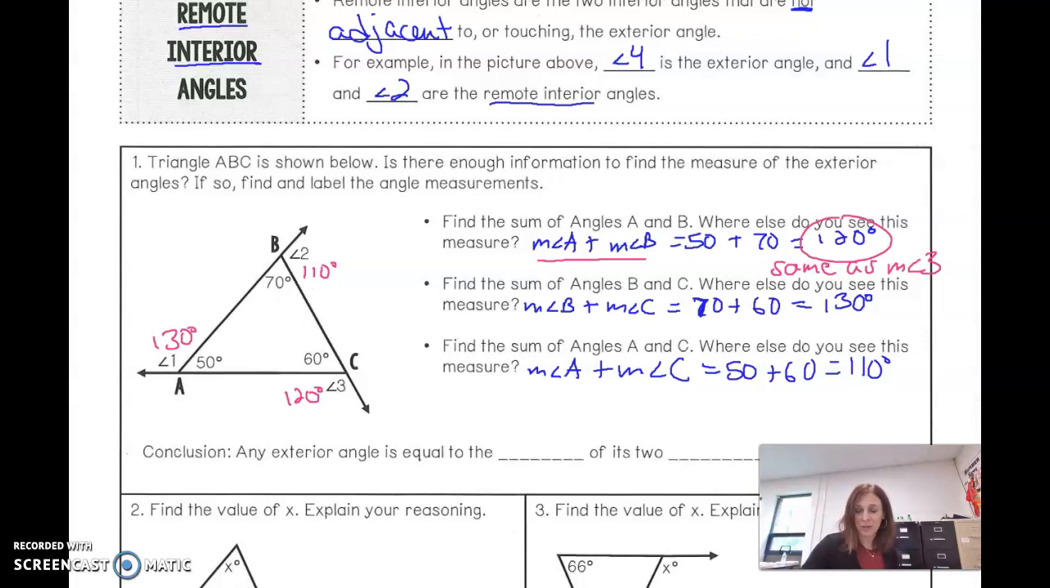All right, so notice that when we add B and C together, we got 130. That's the same as the measure of angle 1. Look right here. If I were to add A and C together, it's the same as the measure of angle 2.